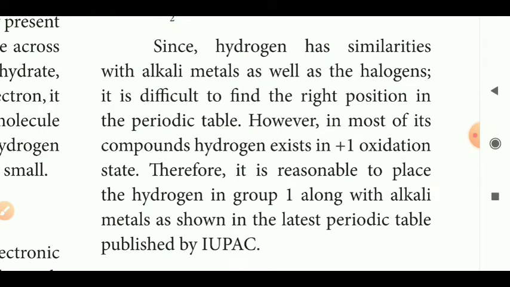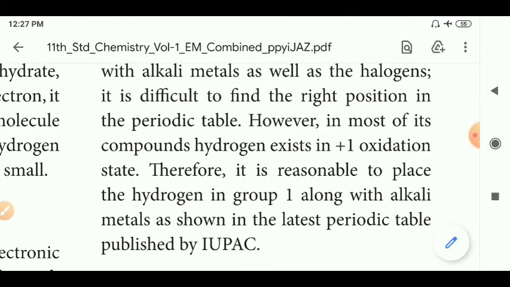So, although hydrogen has properties similar to the alkali metals and halogens, it is difficult to place it with the halogens, because most hydrogen compounds can exist in the +1 oxidation state. So finally, the reasonable place is that hydrogen can be placed along with the alkali metals, the group 1 elements, in the latest periodic table. So, that's about the position of hydrogen.